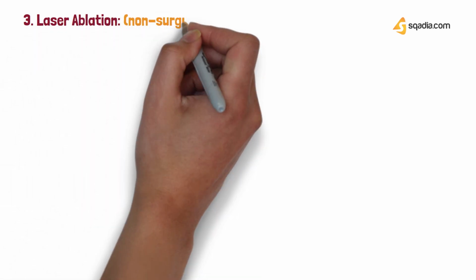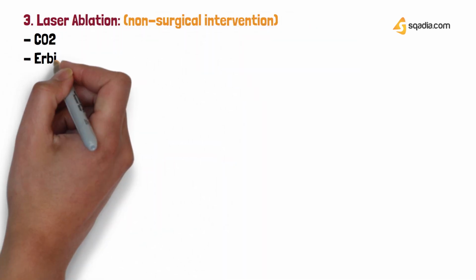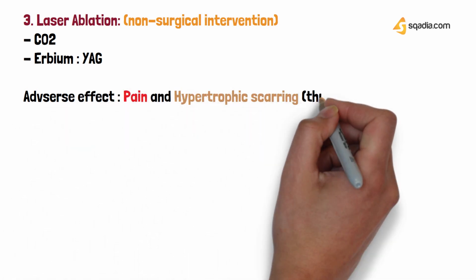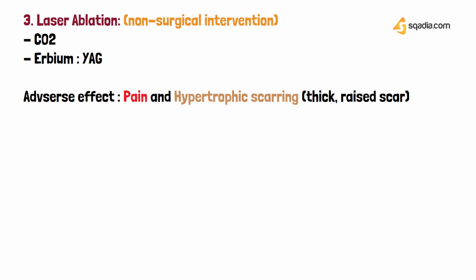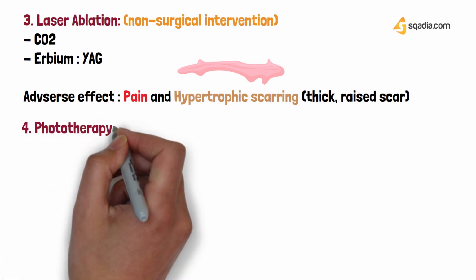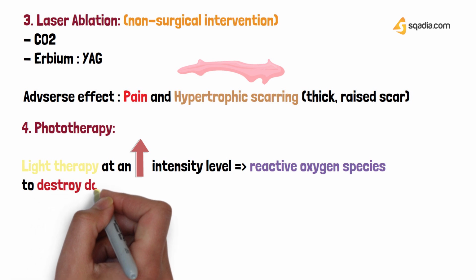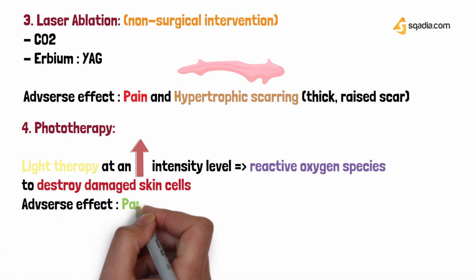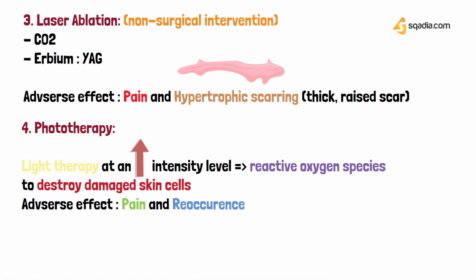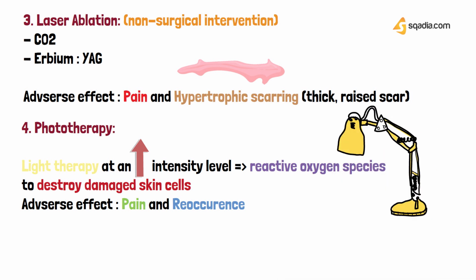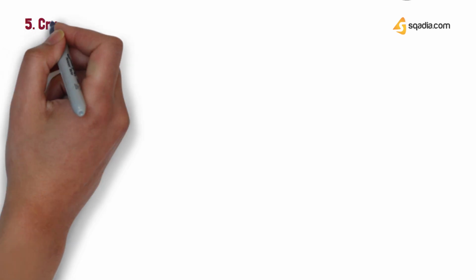Now, we can also use laser ablation as a non-surgical intervention to excise the lesion. Carbon dioxide or erbium YAG may be used. Its adverse effects include pain and hypertrophic scarring. Now, the next treatment option is phototherapy. In this, light therapy is used at an increased intensity, which releases reactive oxygen species. Now, these reactive oxygen species destroy the damaged cells. Adverse effects include pain, and there is a high chance of reoccurrence.